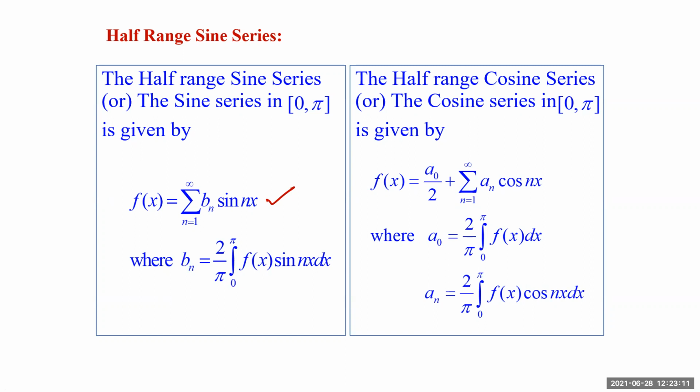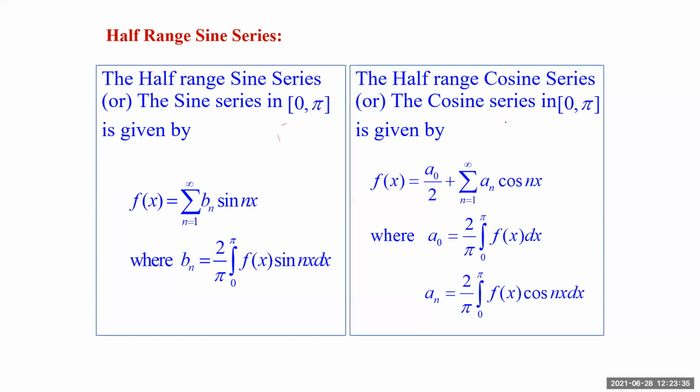Earlier, when it was odd, the function was defined in the interval minus pi to pi, but here you are given the function only in the interval 0 comma pi. Since you are given it in the interval 0 comma pi, you are calling it a half range series. And since you are getting the series in terms of sine functions here, you are calling it half range sine series, right? Similarly, you can also write half range cosine series.